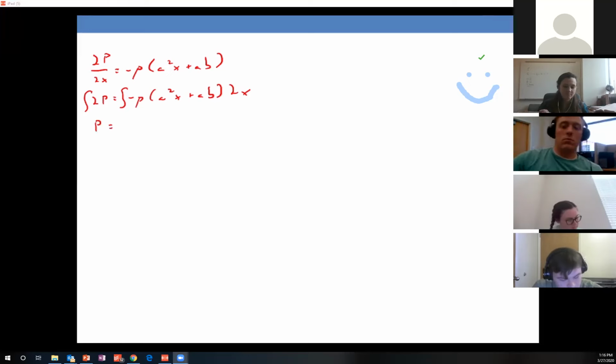Density isn't changing, so we can move that out, right? Yep, it isn't changing. It's just a constant. You can move it out. Is this going to be a definite or an indefinite integral?